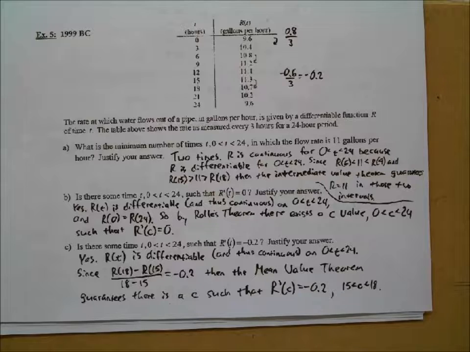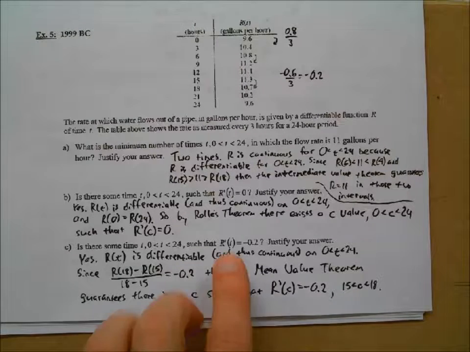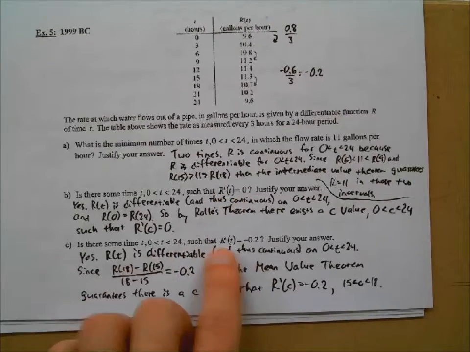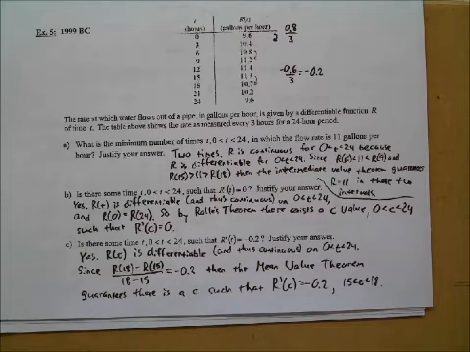Well, does Rolle's theorem work here? Well, it would not, right? Because Rolle's theorem only guarantees that the derivative must equal 0. We're not able to use Rolle's theorem to guarantee that the derivative must be negative 0.2. However, we do have the mean value theorem, which is in existence for specific values of the derivative. So the mean value theorem states that the average rate of change is equal to the instantaneous rate of change, or the derivative, at some point in our interval.